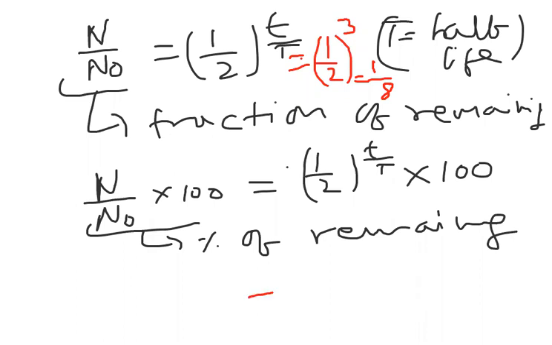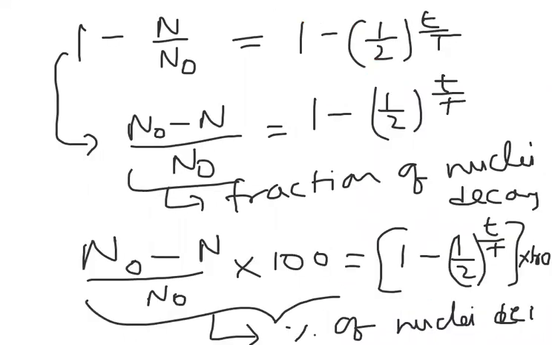Suppose they ask for the percentage: 1 by 8 into 100 is 12.5%. In percentage, I can write 12.5%. I hope you are clear with this idea. Next, let us see the fraction of decay. This was the fraction of remaining condition; for the fraction of decay, just now we told the formula.